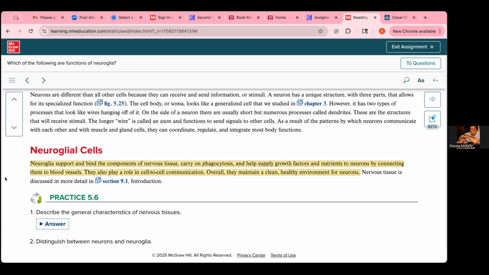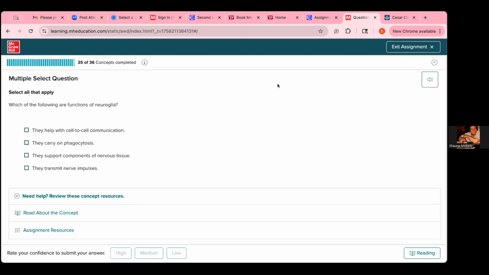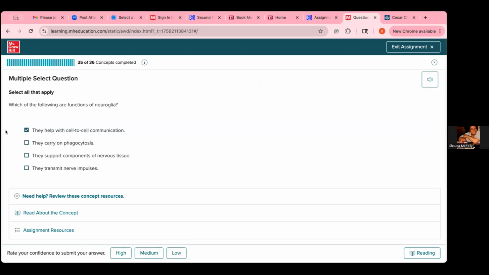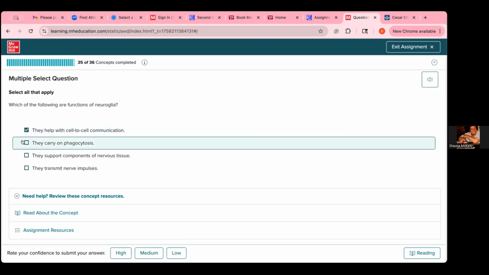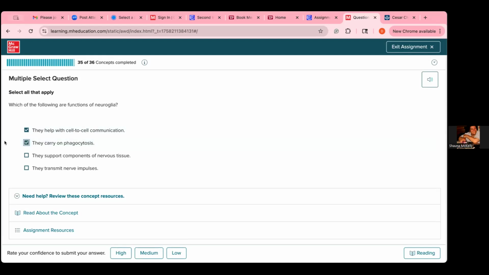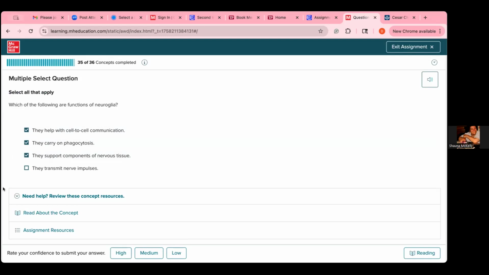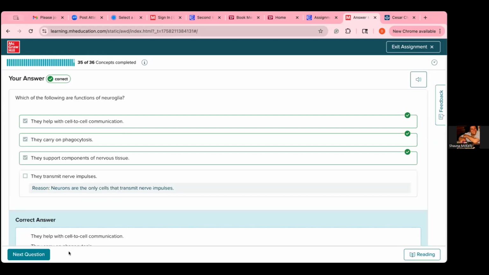So let's see. We have to choose the right ones. They help with cell-to-cell communication. Yes, that gets a check mark. They carry on phagocytosis. They support components of nervous tissue, but they don't transmit impulses. So I think it's those three. Try it. All right.